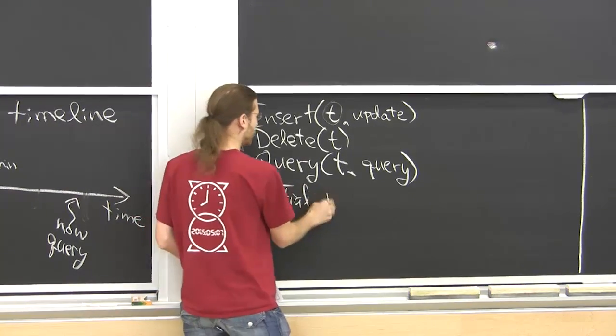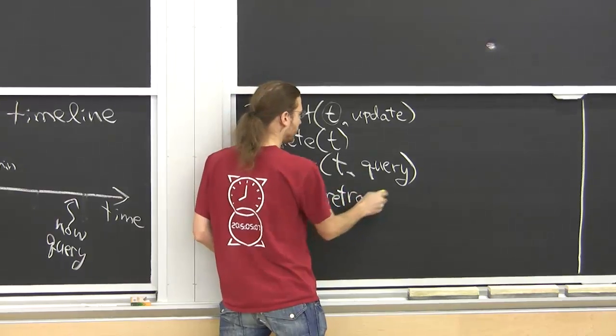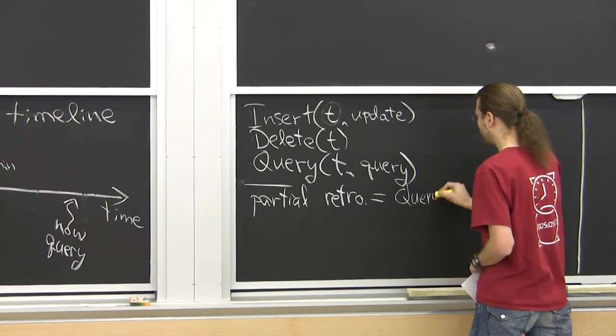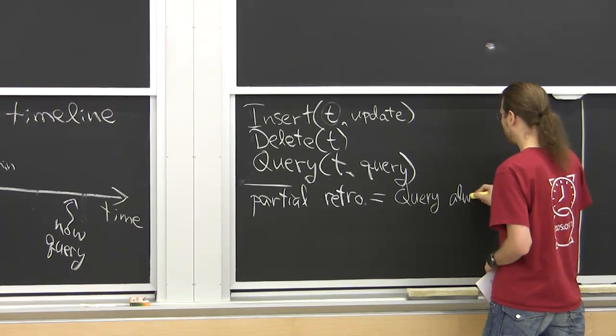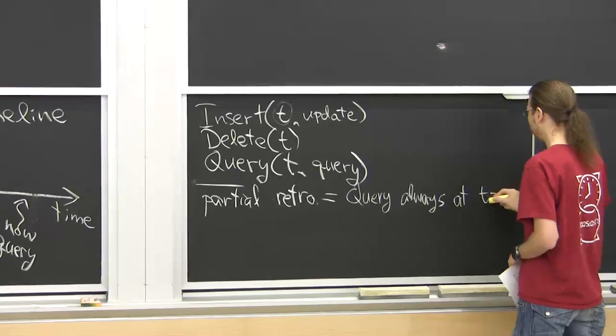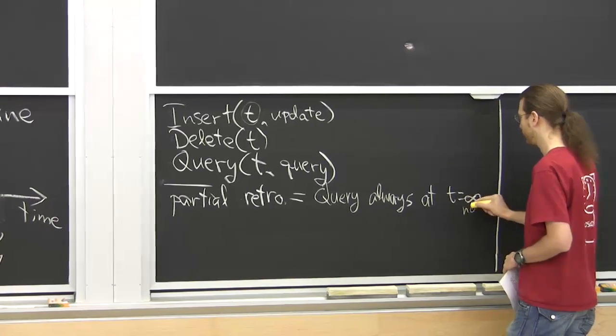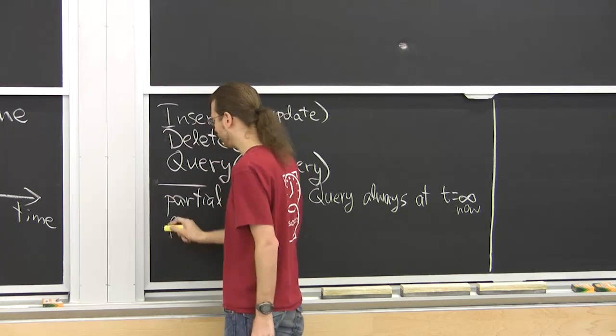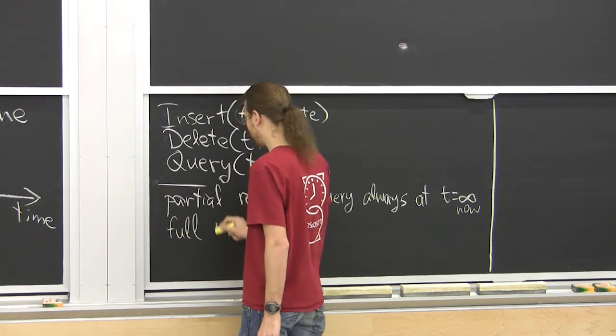All right, I want to define partial retroactivity. It means queries are always done at the present. Let's say t equals infinity, or now. That's what I was talking about, and that's in some sense the Back to the Future model.